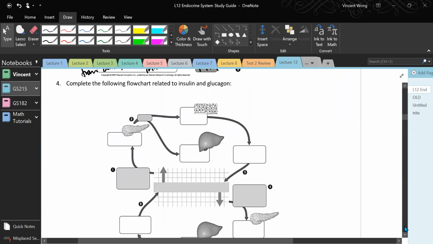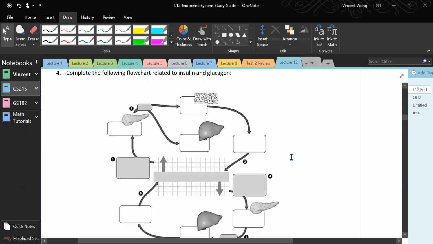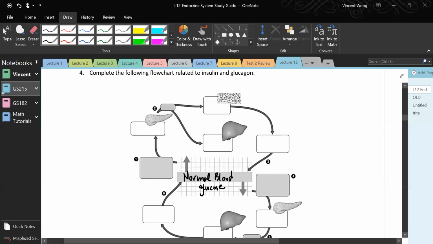Complete the following chart related to insulin and glucagon. Yeah, so again, with something similar, we have normal blood glucose. So it's good to draw these flow charts on your own, right? From memory, it will help you remember what they do.